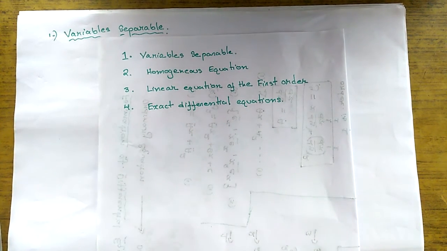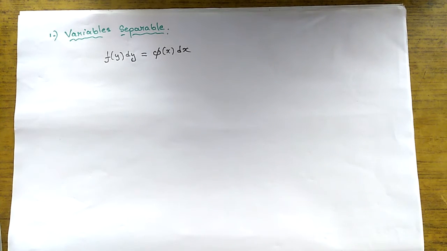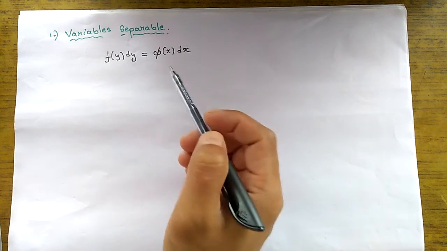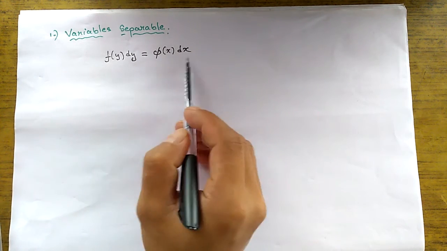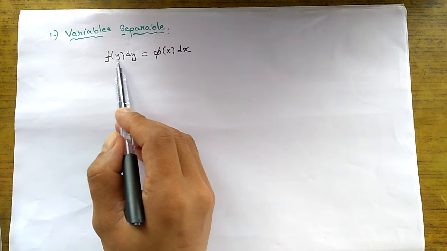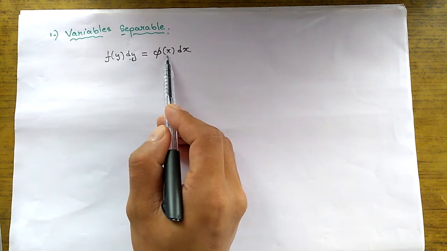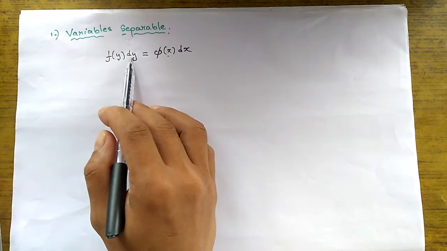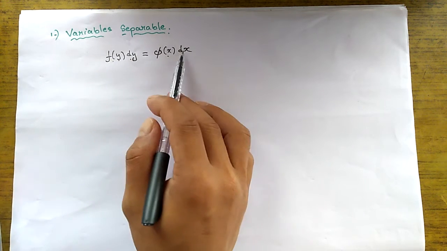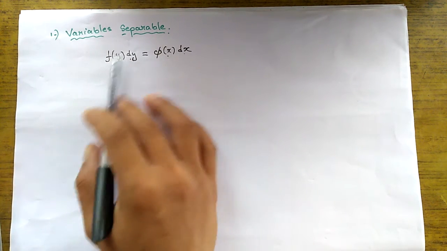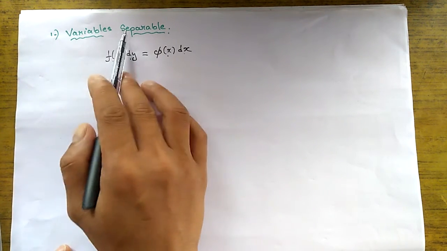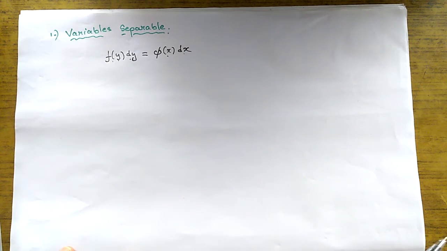So let's focus on the variable separable method. What is the variable separable method? If we have a differential equation, and if we can write it in this way, where you have a function of y, d of y, and a function of x, d of x, so if we can completely separate the variables, with the variable y on the left hand side and the variable x on the right hand side, then we can use the variable separable method for solving those kinds of differential equations.